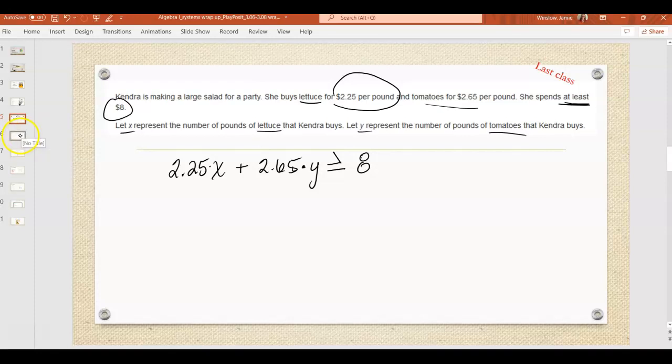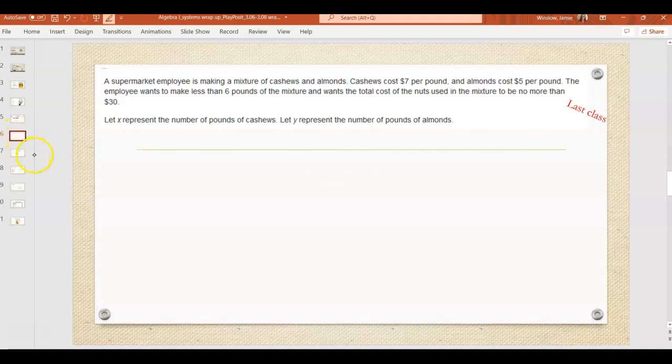All right, here's our second example. We have some cashews and almonds. Cashews are $7 per pound and almonds are 5. The employee wants to make less than 6 pounds of the mixture and a total cost no more than $30.